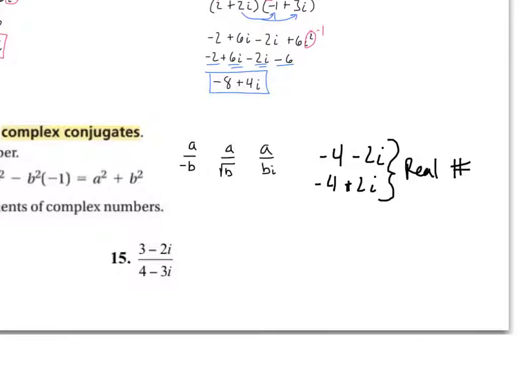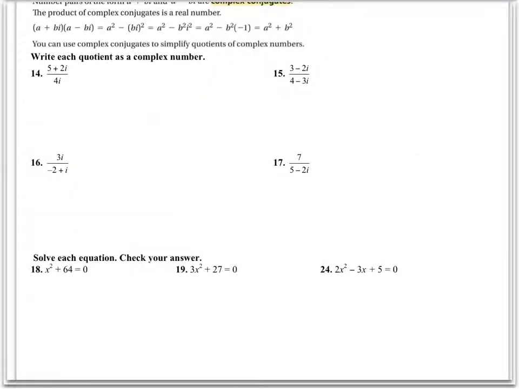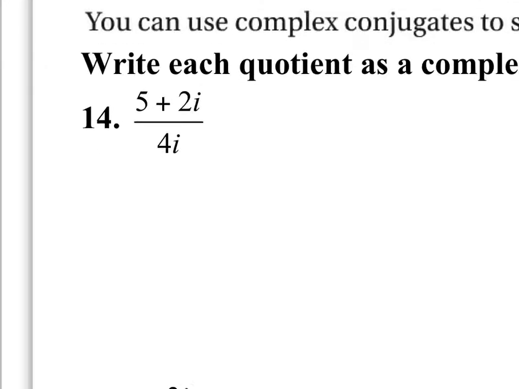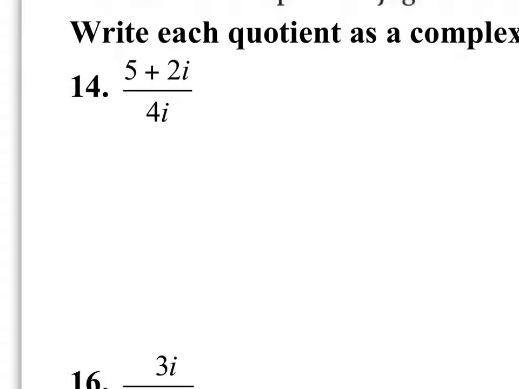To see where that's going to be used, let's take a look at number 14 here. We have 5 plus 2i all over 4i. Now, 4i is a pure imaginary number. That's not a complex number. That's just a pure imaginary number. But if I put the real number out in front of it, what would the real portion of that complex number be? 0. This would be 0 plus 4i.